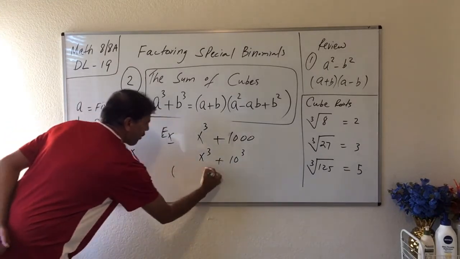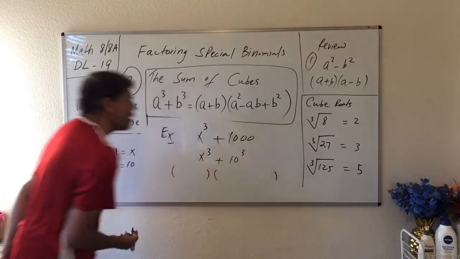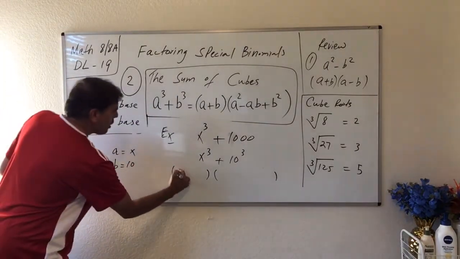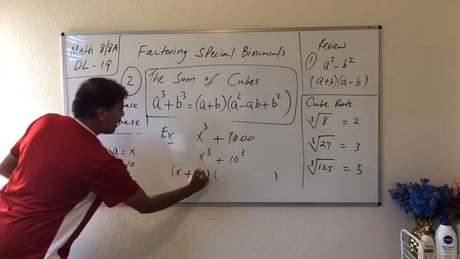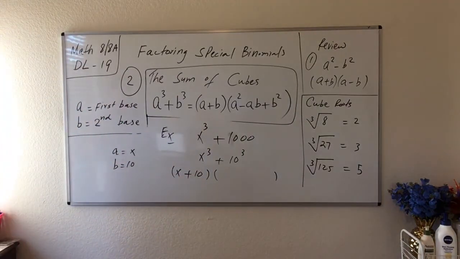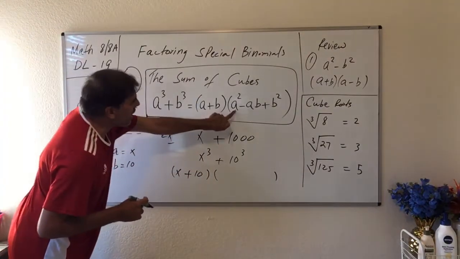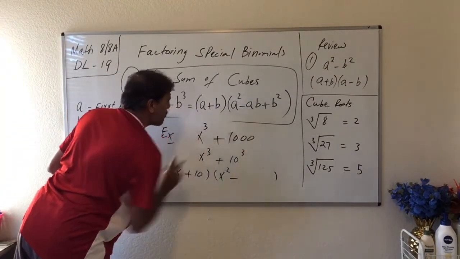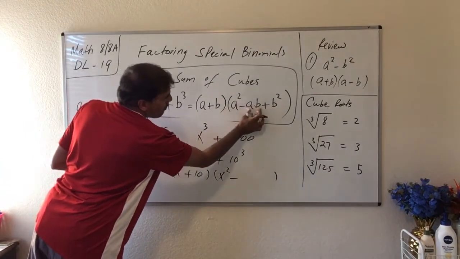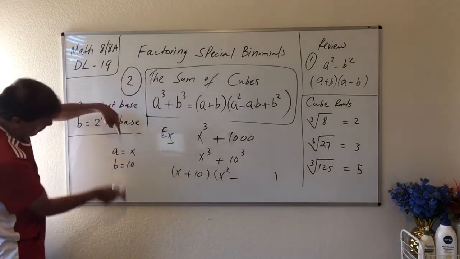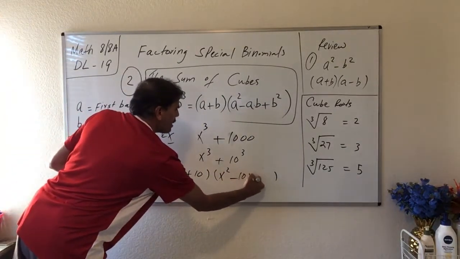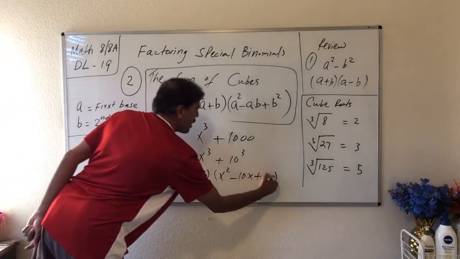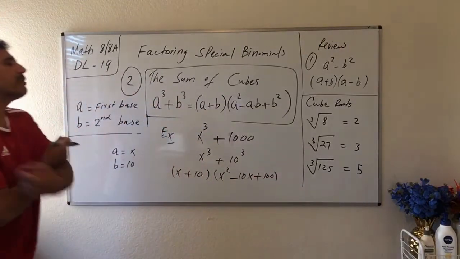Now it's always going to be binomial times trinomial. The binomial is a plus b. a is x, b is 10. So that's your x plus 10. Then square the a. a is x, so it becomes x squared, minus, from here ab, meaning a times b. a times b is 10x. And then plus b squared, the second base, which is 10. 10 squared is 100. Okay, there's the answer.